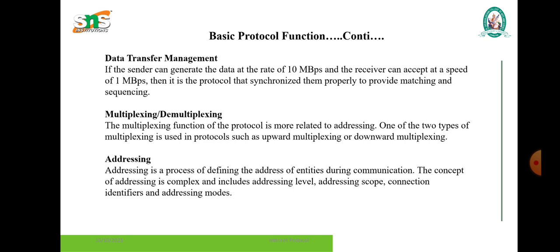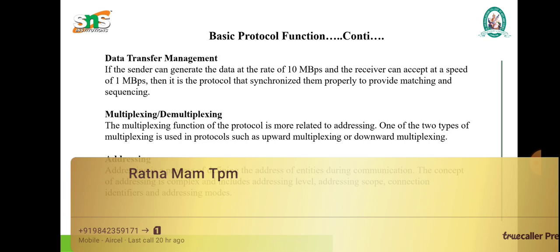Addressing. Addressing is a process of defining the address of entities during communication. The concept of addressing is complex and includes addressing levels, addressing scope, connection identifiers, and addressing modes.